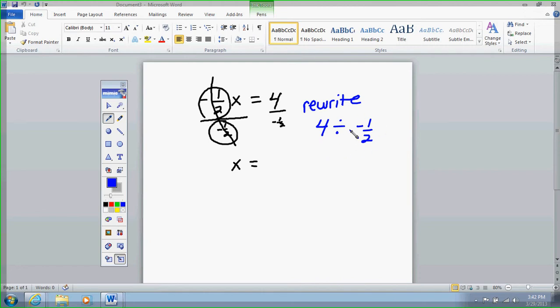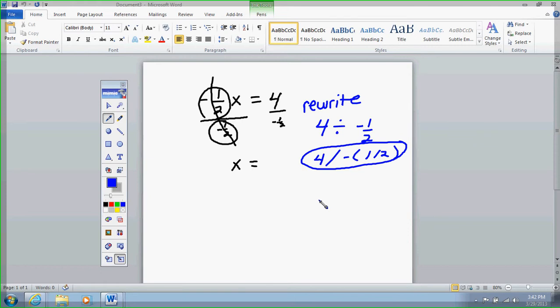Make sure you put parentheses around the 1/2, the negative 1/2, in your calculator. If you don't do that, it should look like this in your calculator: 4 divided by negative parenthesis 1 over 2. That's how you would put this in a Texas Instruments calculator. Okay? Now, some of you might be wondering, how would you do this by hand?